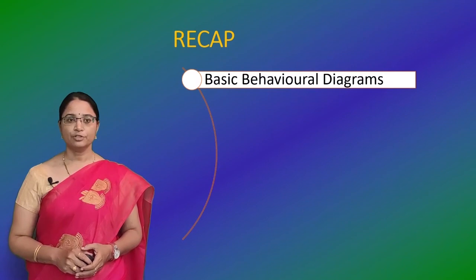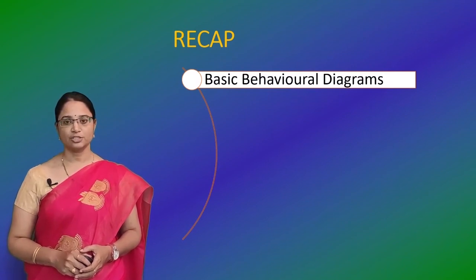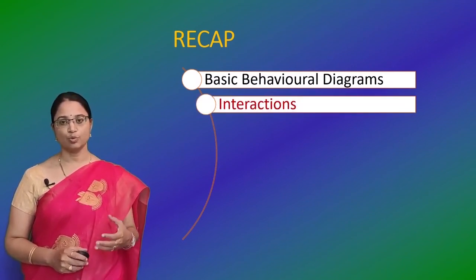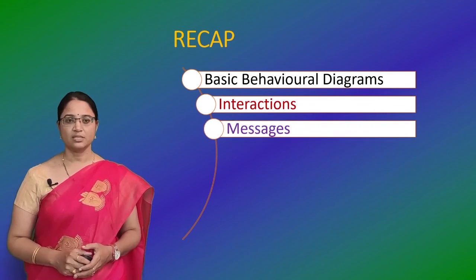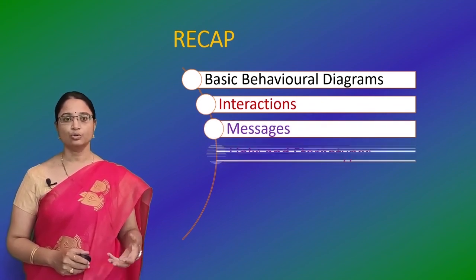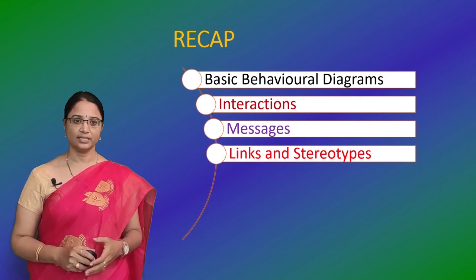Next, coming to the recap. Let's have a quick recap about the topics which we have discussed so far. In this unit 4, we have discussed the basic behavioral diagrams, in which we have discussed interactions. In the interactions, we have seen what an interaction is, what the messages and the links are, and how to use the stereotypes while using the links.